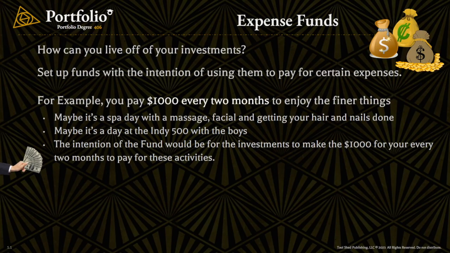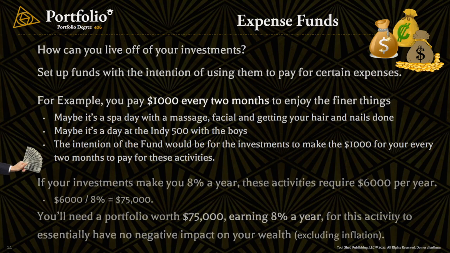So it's fair to assume that in retirement, or if you have a large enough amount of money to live off of, you're still going to want to cover those expenses. So how do you have your investments generate that money for you so that you don't have to contribute anything, and every few months you just automatically have that money available to you to spend on those activities?